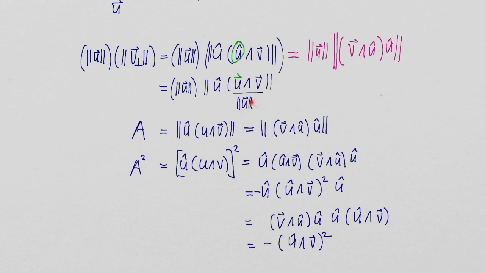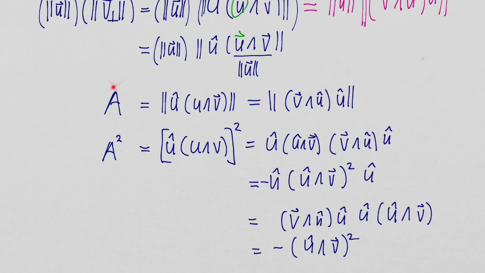And once I do that, I drag down a magnitude of u, which will cancel, right? So I end up with this area equals the magnitude of u hat, geometric product with u wedge v. Or if I'd followed this track, I would have ended up with the geometric product of v wedge u against u hat. So I have this nice expression for the area.